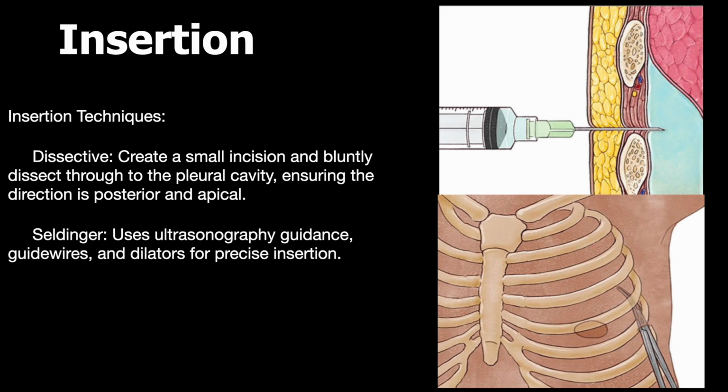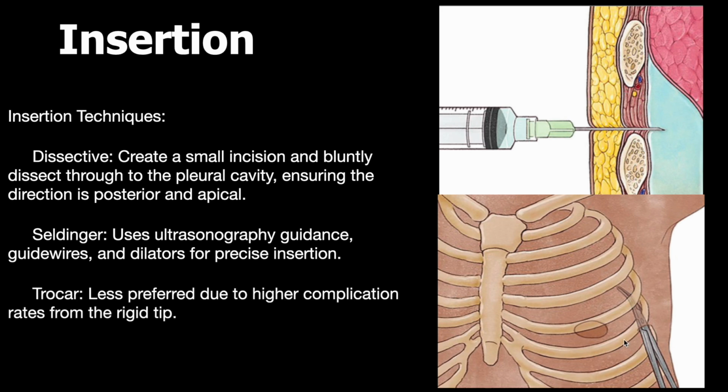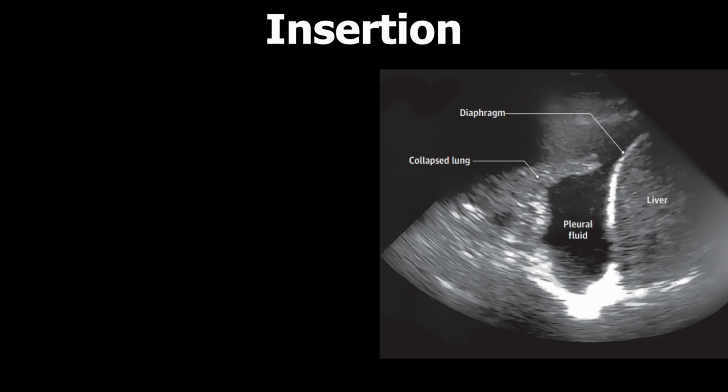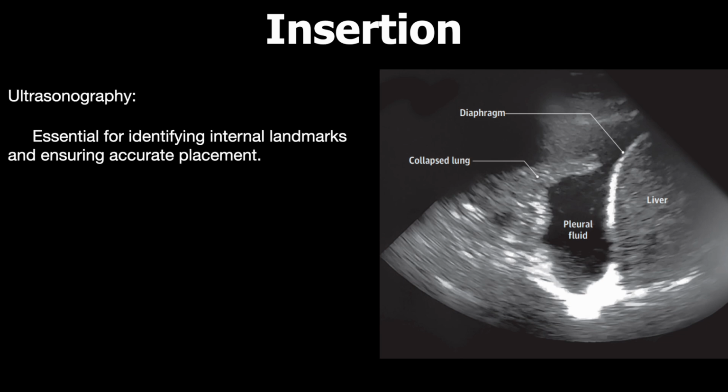Use ultrasound guidance, guide wires and dilators for more precise insertion. Now, the trocar is less preferred due to higher complication rates because of a rigid tip. Seldinger technique is more preferred. Now, ultrasound can be used, essential for identifying internal landmarks and ensuring accurate placement because you can see the fluid.